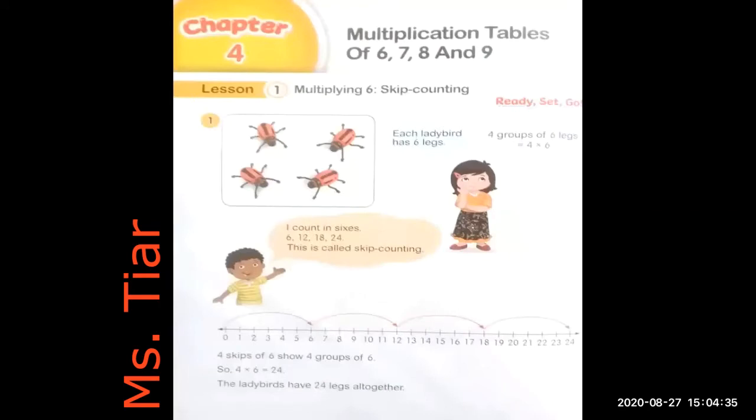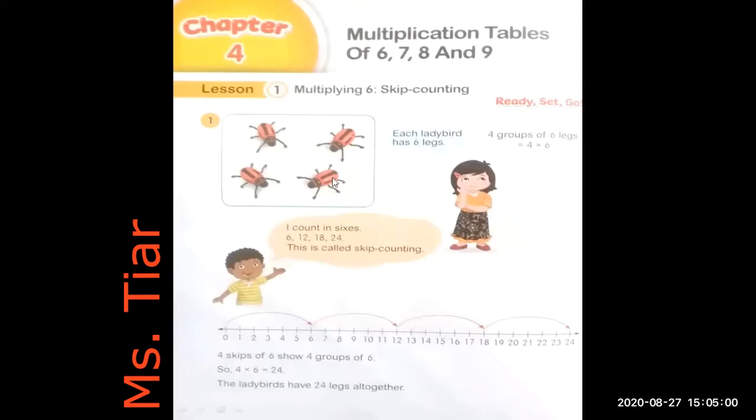Look at your textbook. Look at the textbook page 58. If you check, now we are studying counting in sixes. Counting in sixes means we count the multiplication of 6. Get it? The multiplication table of 6. So we have 6, 12, 18, and 24.